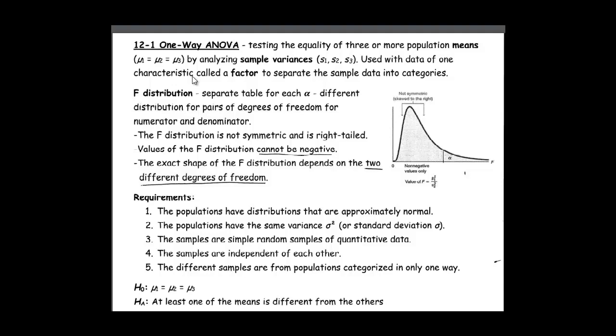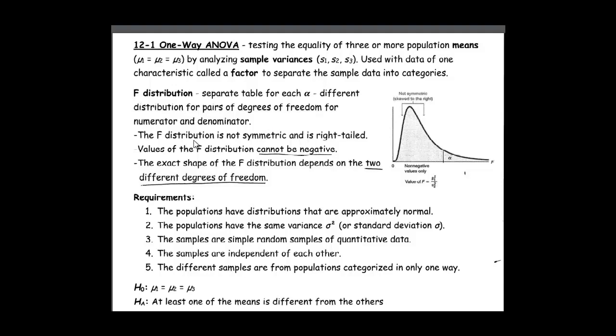It involves using the F distribution because we're going to shift gears and not so much look at the means, but look at the standard deviations and basically try to see if there's any overlap between the standard deviations or if they're all very different from each other. So in a nutshell, we're going to be using the F distribution. Now if you remember, the F distribution involves a different table for each alpha. So it again becomes very, very complicated.